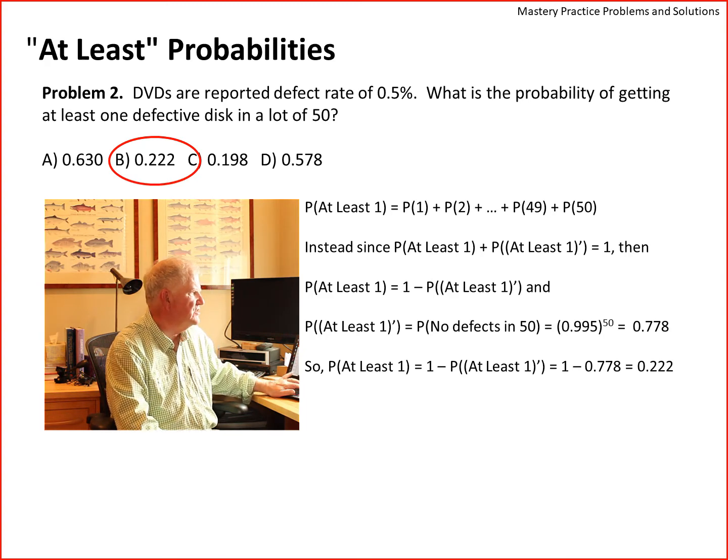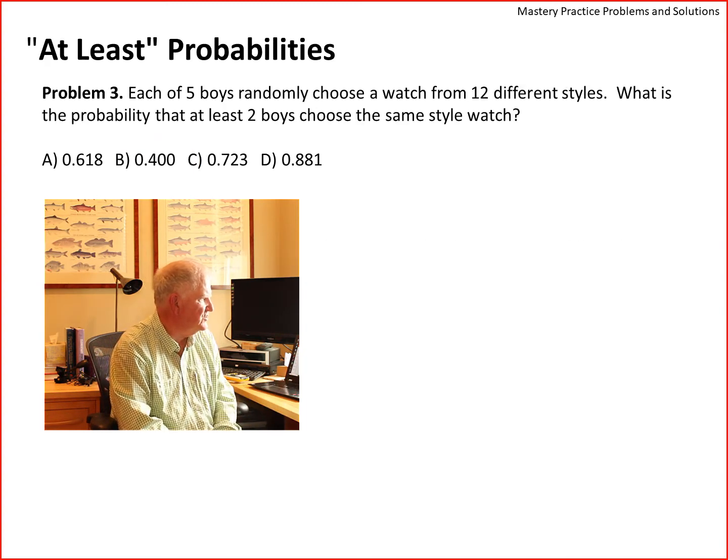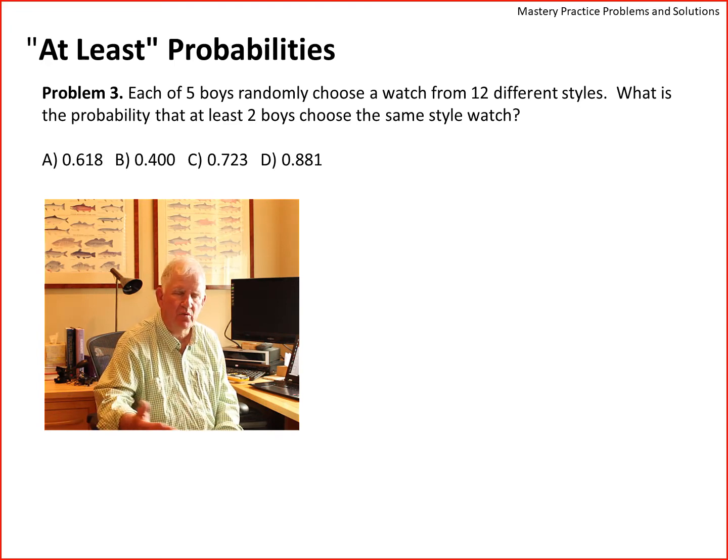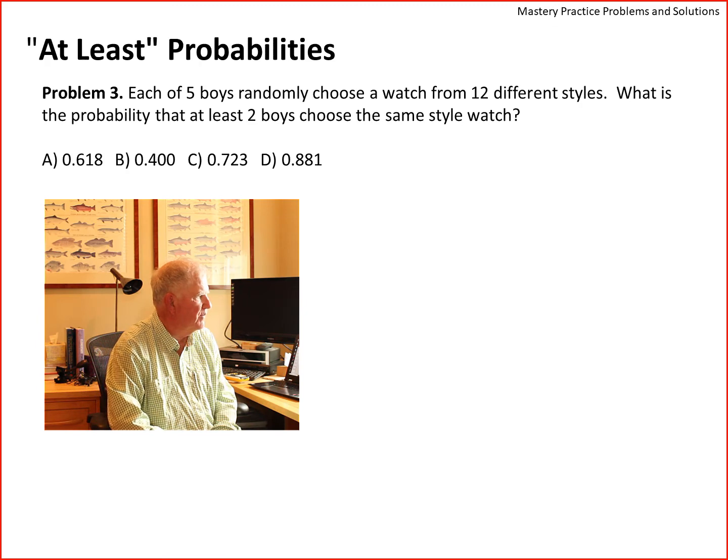Okay, and here's the last of these 3 problems. This says, each of 5 boys randomly chooses a watch from 12 different styles. What's the probability that at least 2 boys choose the same style? So we're right back to where we've been before. At least 2 boys means 2 boys, or 3 boys, or 4 boys, or 5 boys.